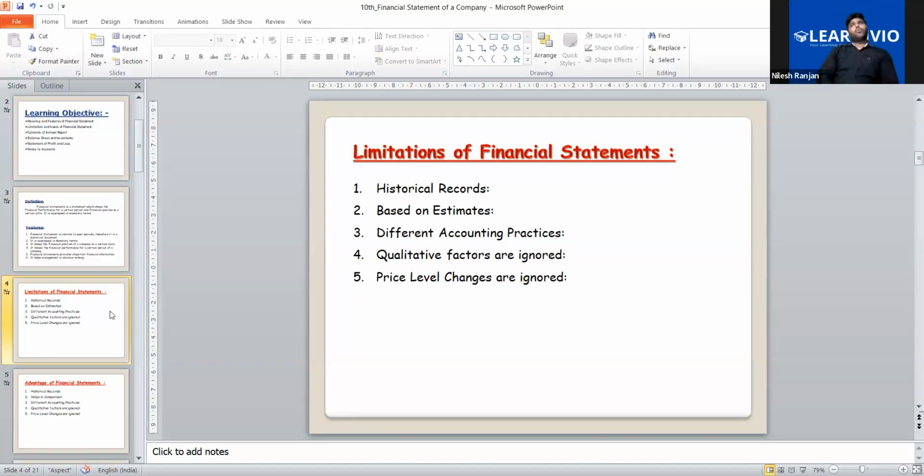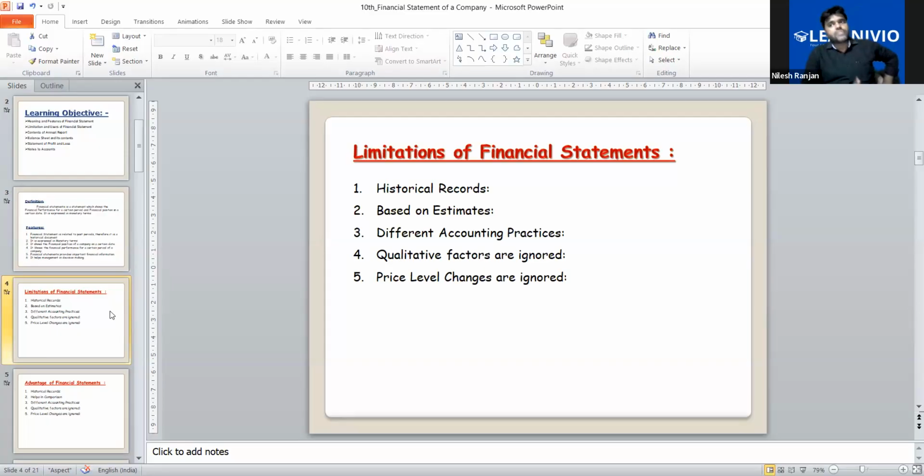Now, what is the problem in historical document? Actually, we have to say that to estimate the future, to know about the future, you cannot use the financial statement. It is the feature of the financial statement. So we cannot say that it is a limitation, but yes, it is given in the book. So obviously, it is a historical record. We cannot record the present data, the future data. So that's why it is a limitation for the financial statement.